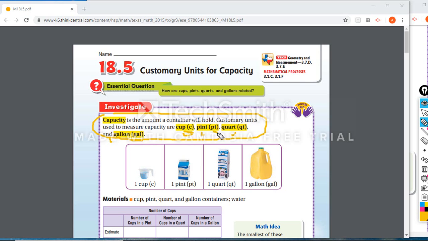If you want to use a color pencil, that's fine. If you want to differentiate each unit of measurement, that's fine. Okay? It's up to you.